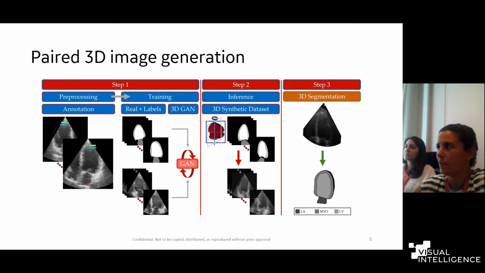So having these two dependent data sets with images and labels, I train the GAN, and then at inference, I generate 3D synthetic data sets. I take 3D heart models, which were acquired with CT, and I extract these anatomical labels, and I generate a corresponding synthetic image using the trained GAN. And then to prove the utility of such images, I've been training 3D segmentation models using different synthetic data sets.